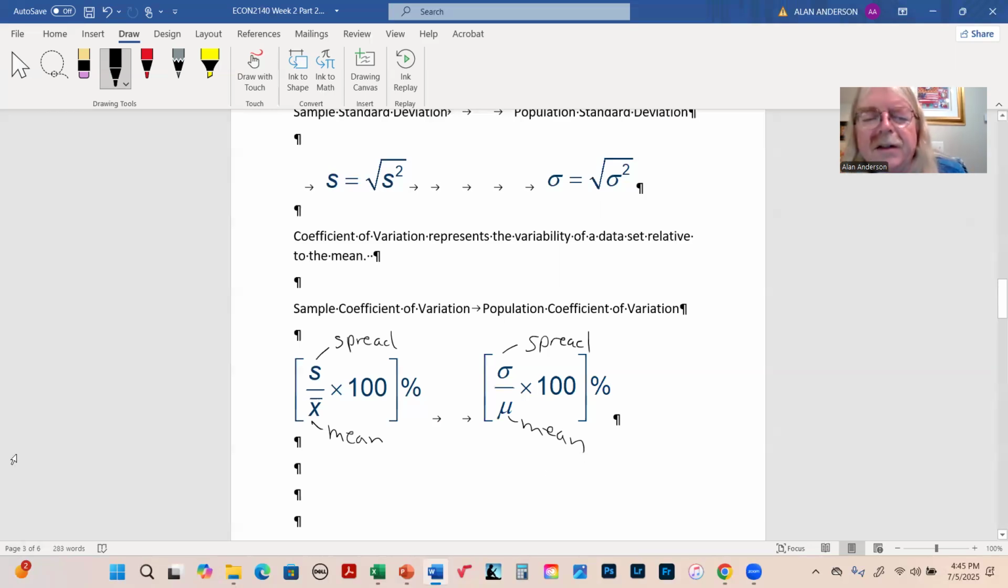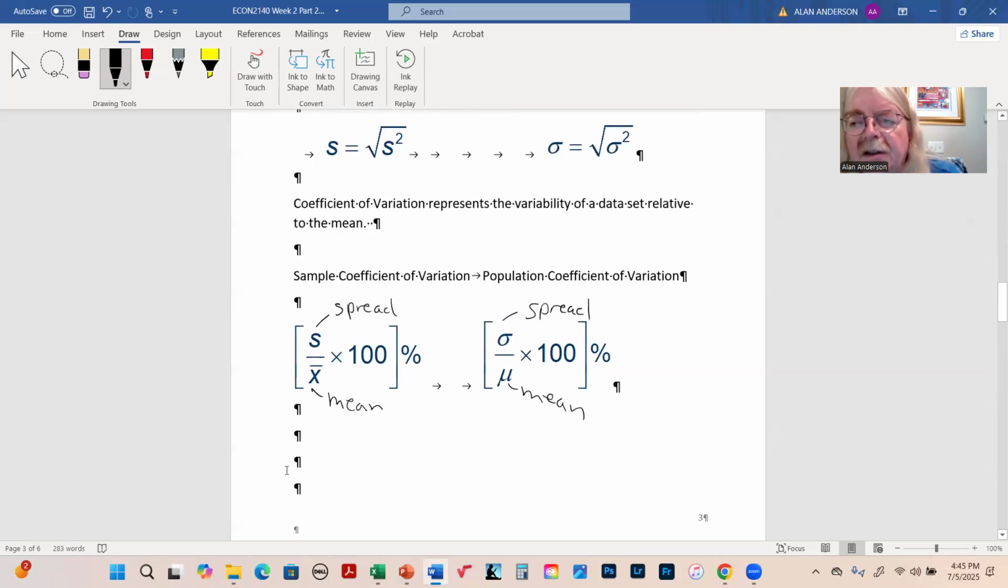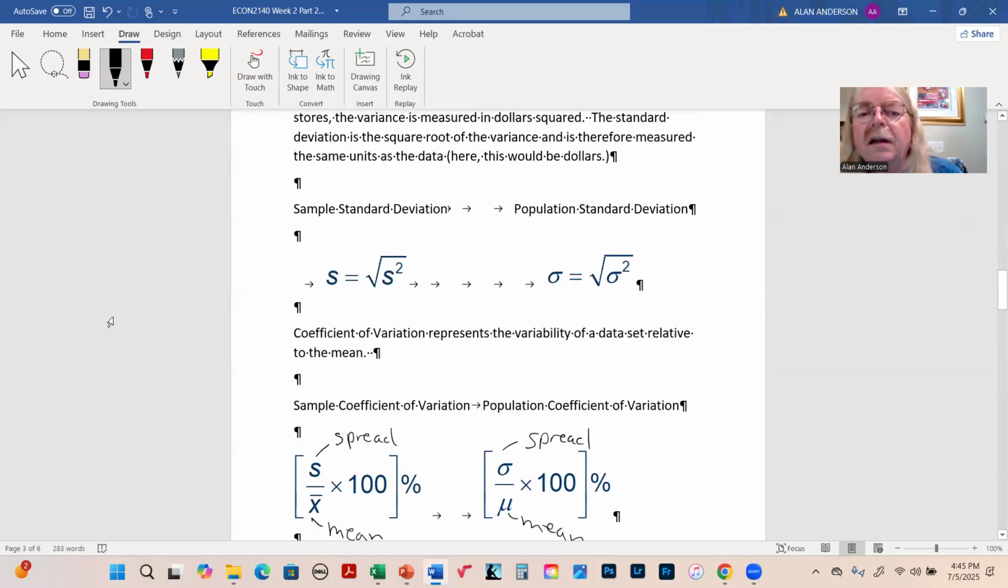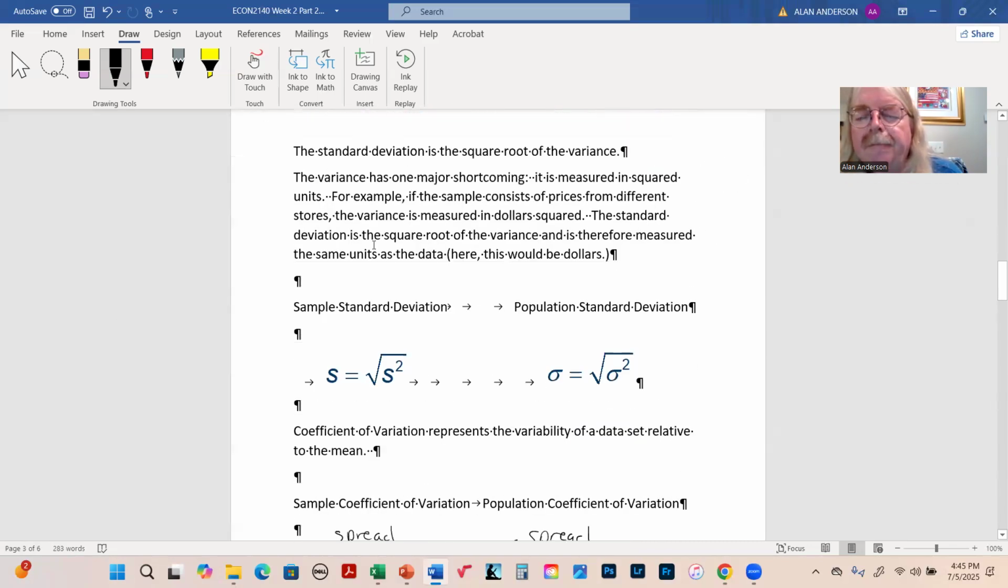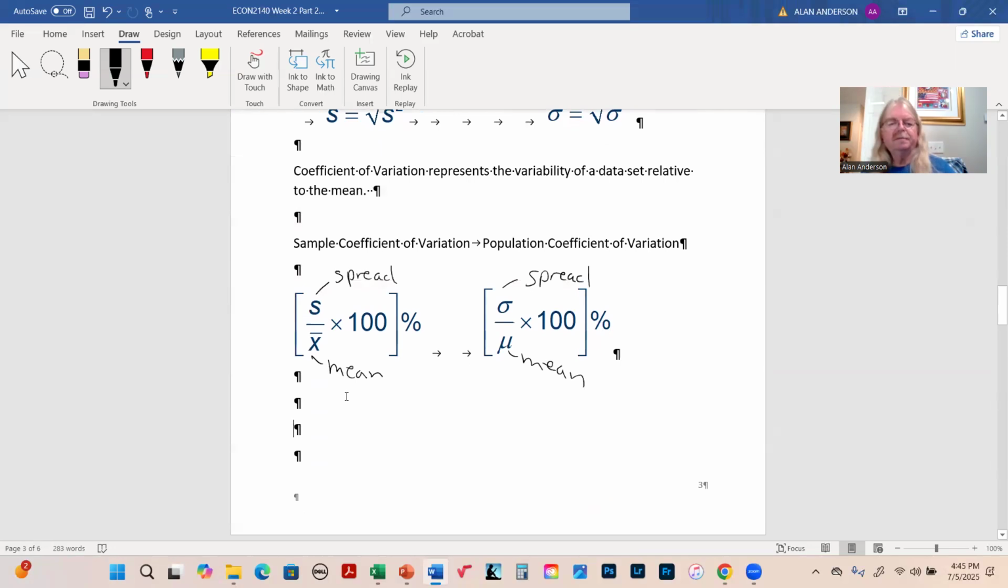Now for some applications, it's easier and probably better to use this measure than either the variance or the standard deviation. It depends on what you're looking at. But for some applications, this is probably a better way to go than these two measures. Like for example, stock returns.